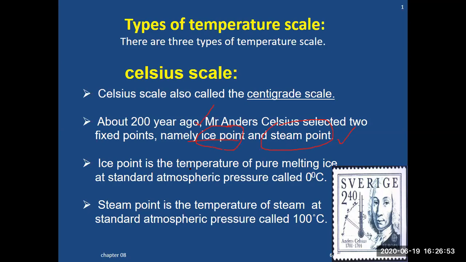The ice point is the temperature of pure melting ice at standard atmospheric pressure, which is 0 degrees Celsius. But the steam point is the temperature of steam at standard atmospheric pressure, that is 100 degrees Celsius. At 100 degrees Celsius, there is no more increase in the temperature. This is the upper fixed point.